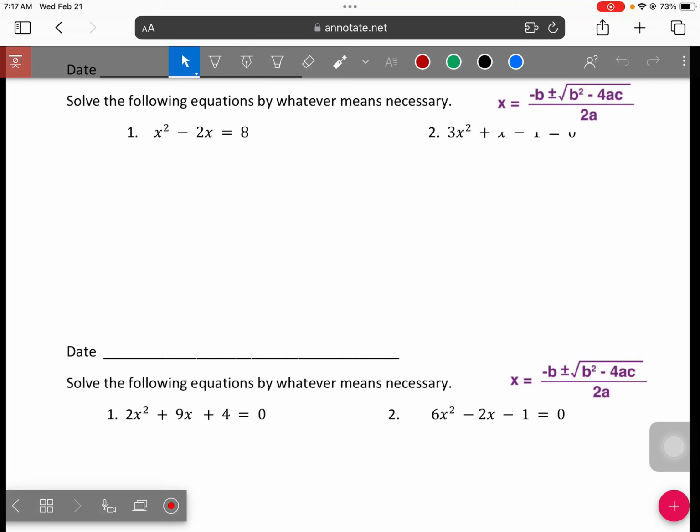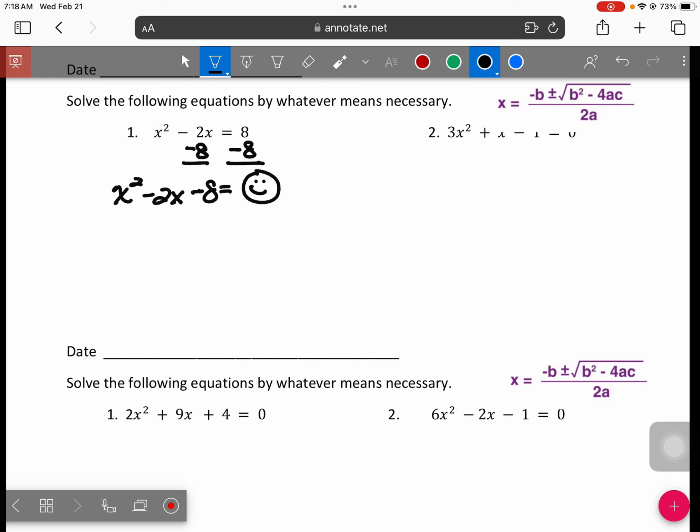Doesn't seem to work. All right, so I'm going to subtract 8. Subtract 8. The 8s are going to cancel out. That gives me my 0 on the end. On the left side, I have x squared minus 2x minus 8.